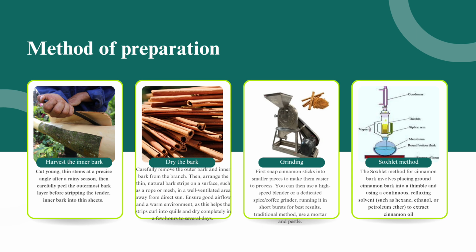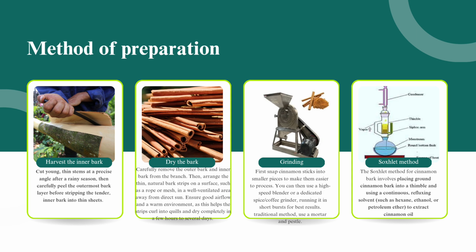Dry the bark. Carefully remove the outer bark and inner bark from the branch. Then arrange the thin natural bark strips on a surface, such as a rope or mesh, in a well ventilated area away from direct sunlight. Ensure good flow of air and a warm environment, as this helps the strips curl into quills and dry completely in a few hours to several days.